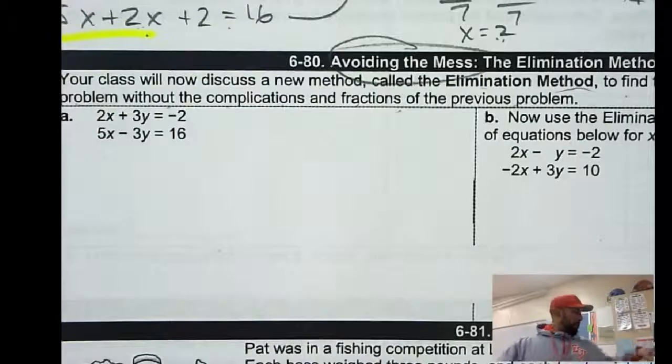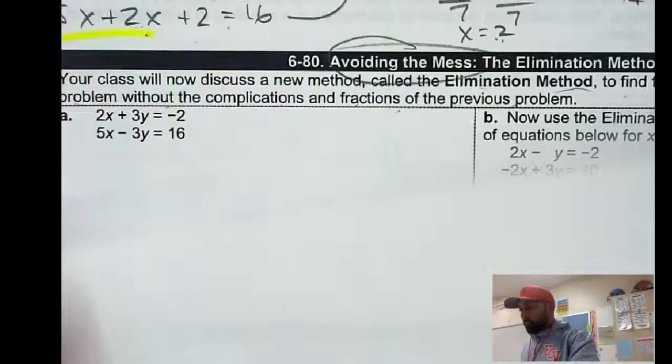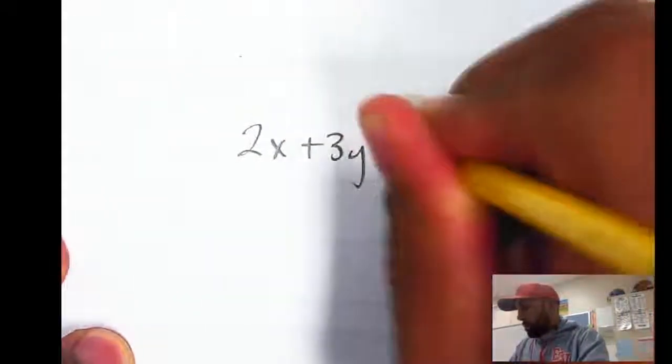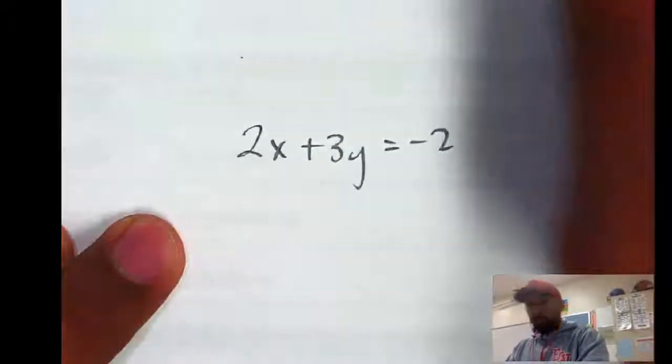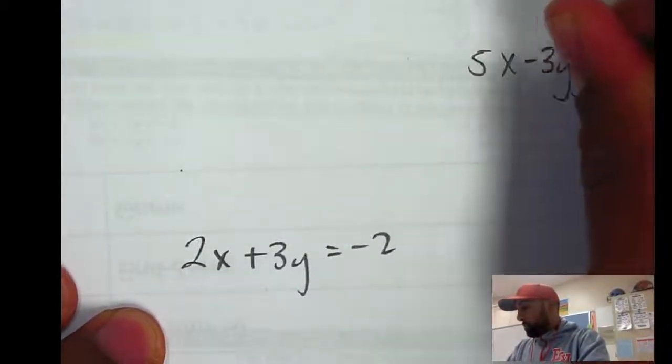Now, say I'm just going to work out a note. I'm going to take that first equation, this one right here. Okay, and you guys don't need to write this. You can just watch. And then here's the other equation. I'm just going to write it up here. 5x minus 3y equals 16.